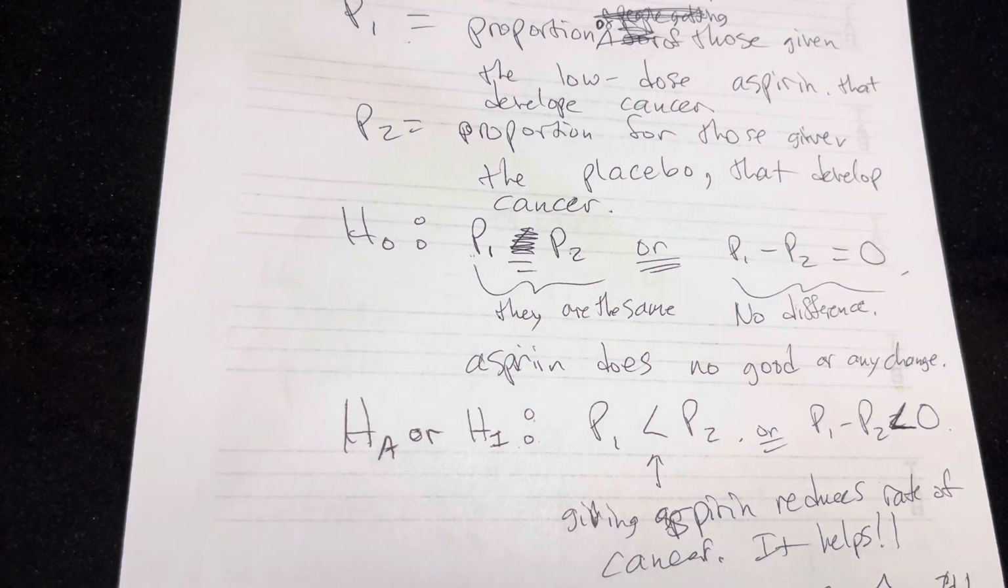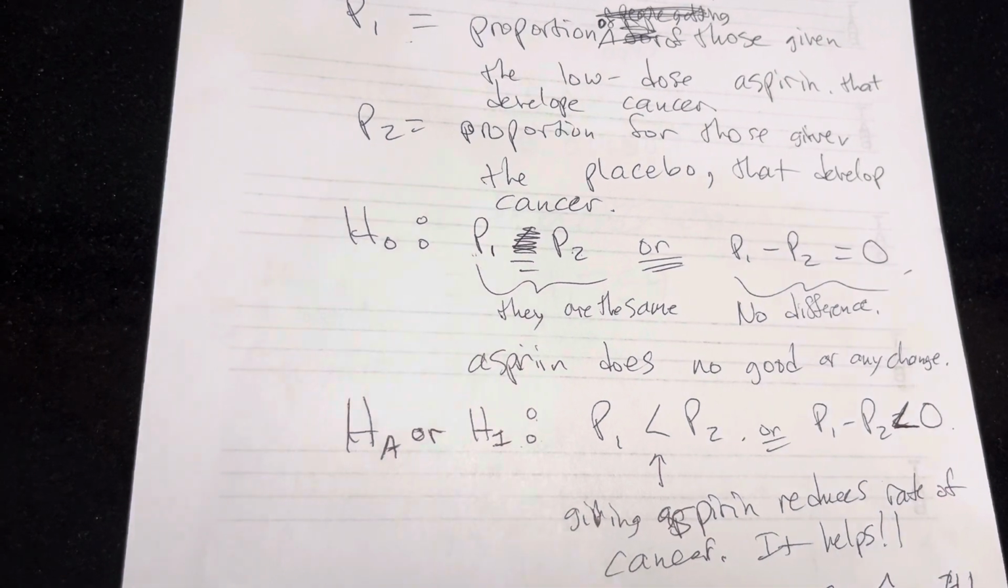My alternative, which sometimes is put as HA or H1, either one is fine. You've got an alternative hypothesis that the ones that are given aspirin are going to make that proportion smaller. So P1 would be less than P2. Or it's also written P1 minus P2 is less than 0. So that's my alternative hypothesis.